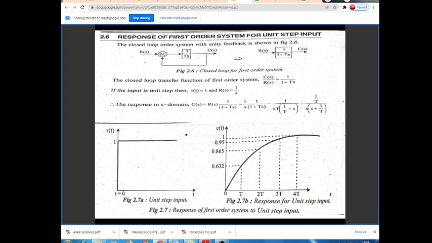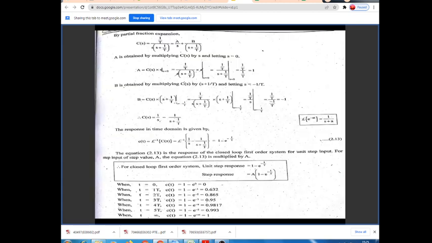You can see in the diagram that the first order system is converted into this form by applying a negative feedback system. It is converted into 1 by 1 plus Ts. So the output will be C(s) by R(s) equal to 1 by 1 plus Ts. It is the final value.